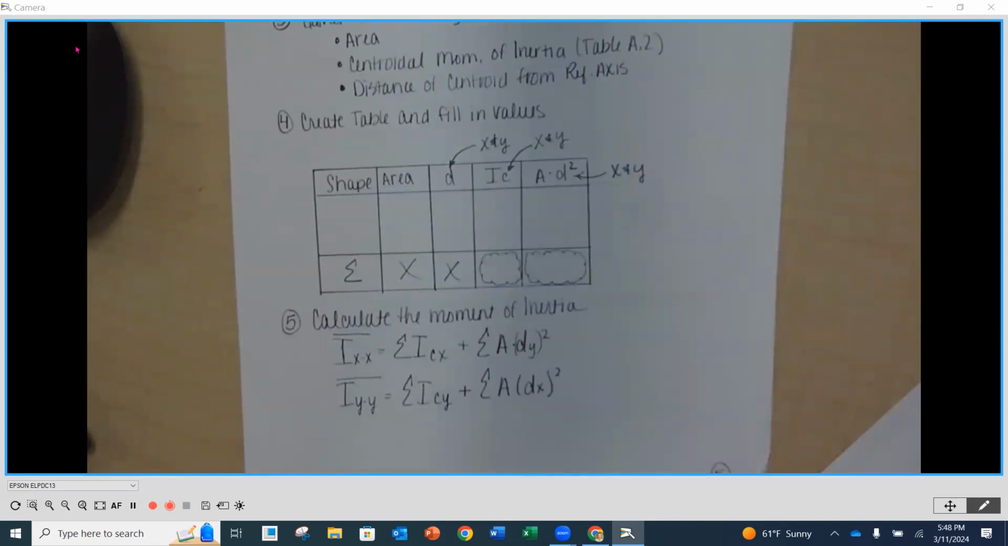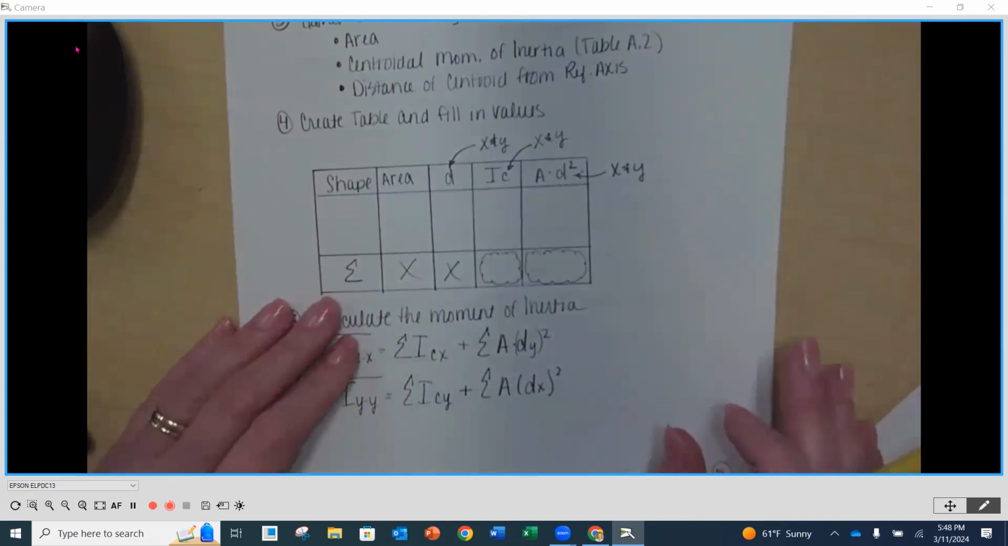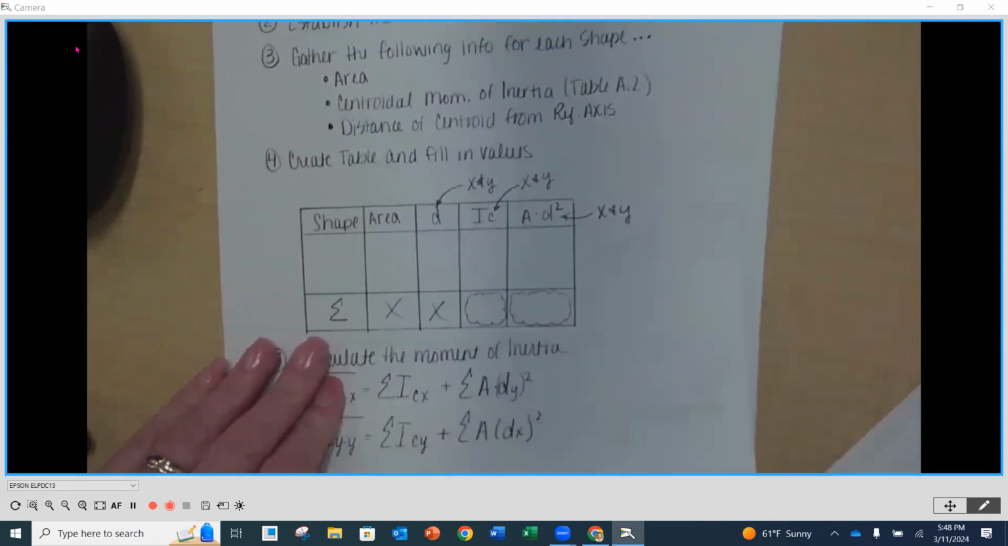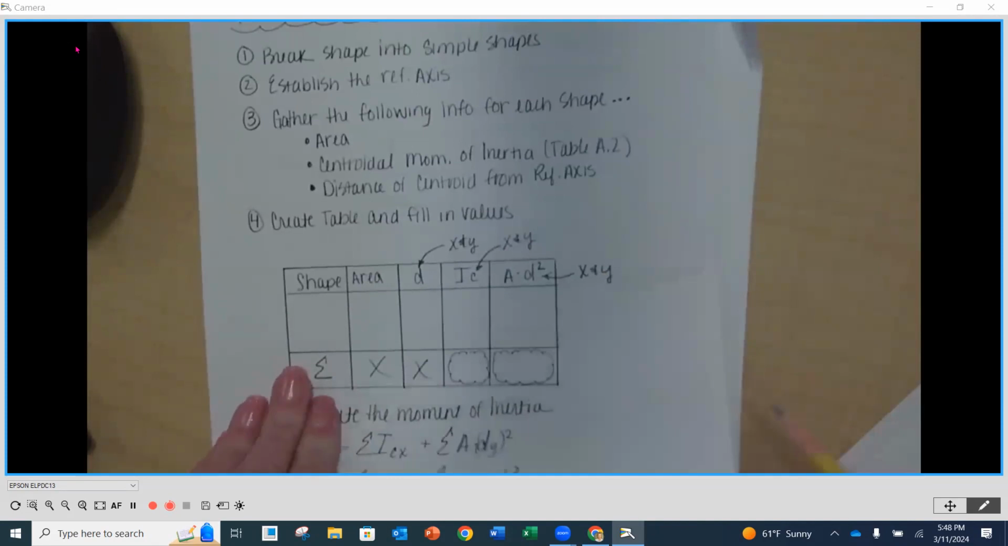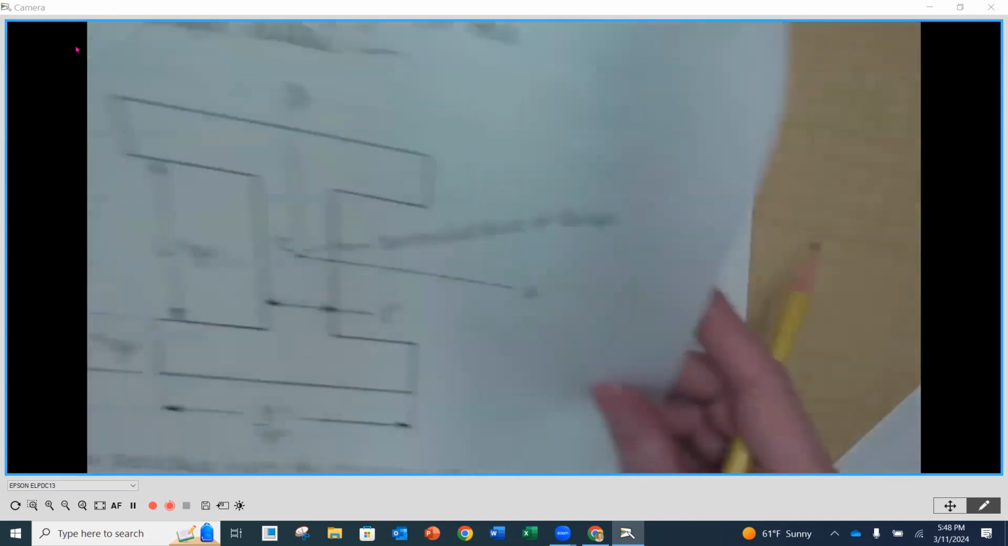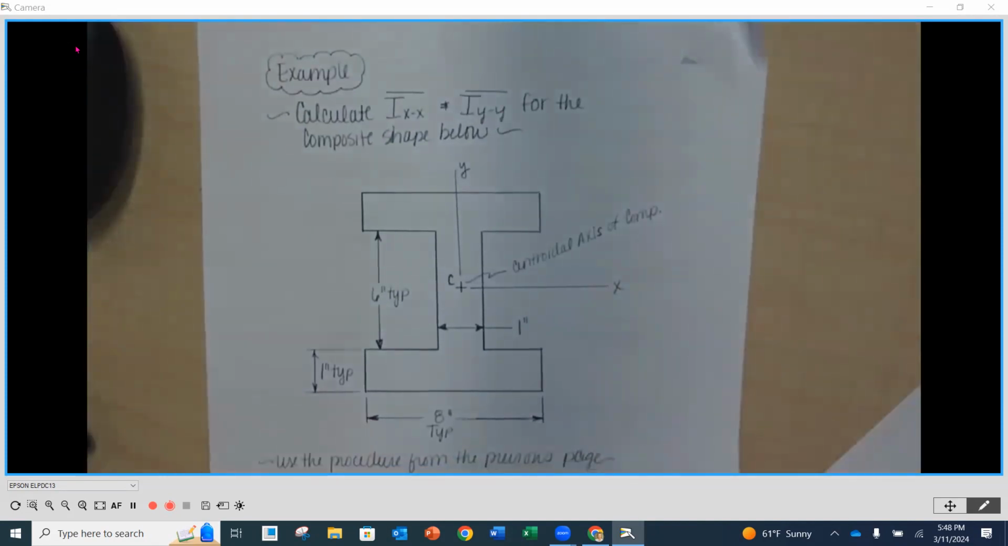Right. But then you can just prove it and make sure that you have the right answers. Okay, so let's use this process to go through our first example.